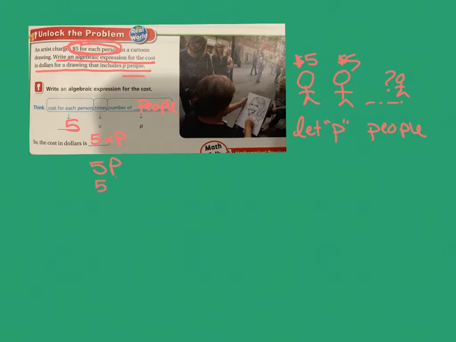It can be written as 5 times p. But most often, as you go further in math, you are going to see 5 times p written this way, 5p. And your brain will adapt to that fairly quickly, 5p. So this here could be written as that answer. This is a correct answer too, so no worries.